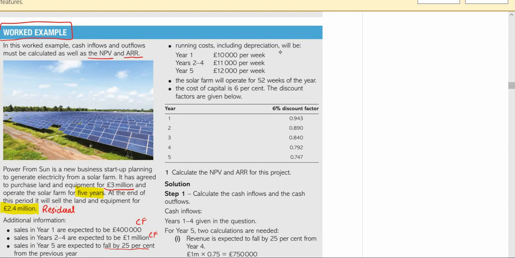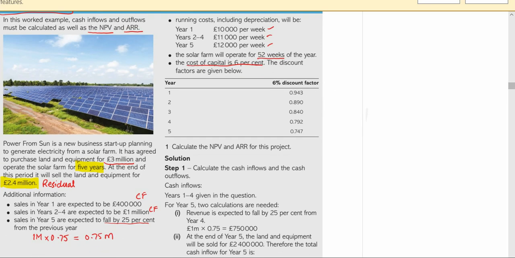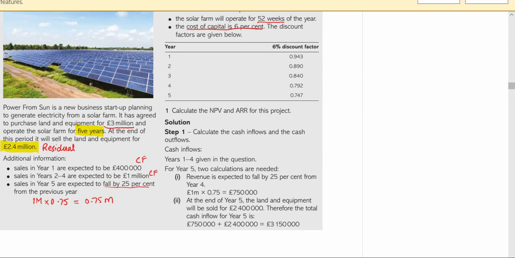Running costs include depreciation, so for year one, depreciation per week, so 52 weeks. Okay, cost of capital will be 6%. And here is the discounting factor. So now you are going to calculate the net present value, NPV.